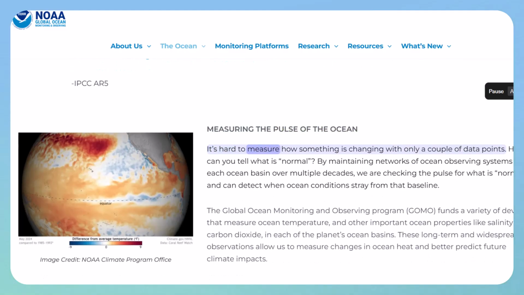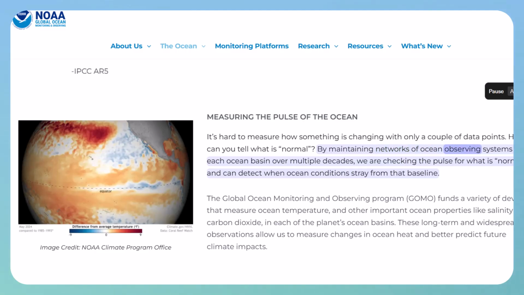It's hard to measure how something is changing with only a couple of data points. How can you tell what is normal? By maintaining networks of ocean observing systems in each ocean basin over multiple decades, we are checking the pulse for what is normal, and can detect when ocean conditions stray from that baseline.